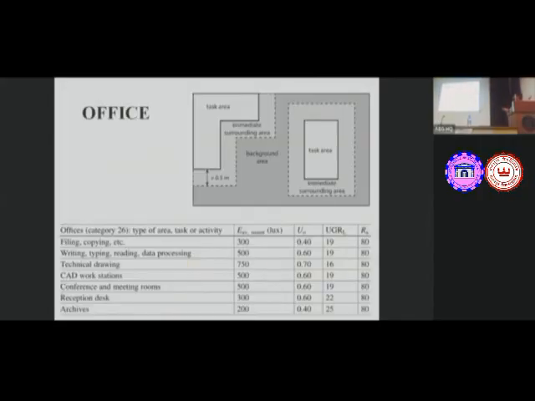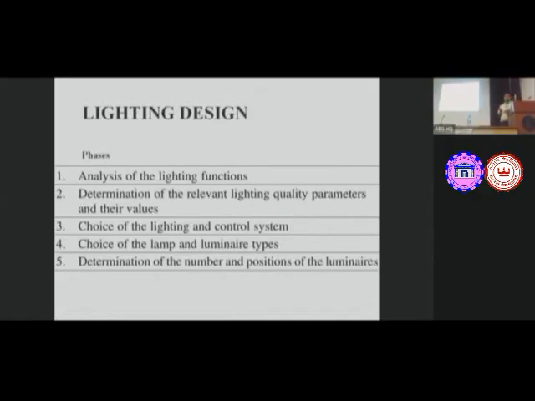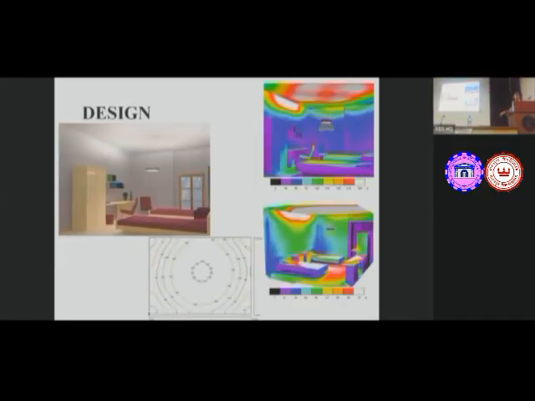This is office lighting, lighting design. When we go for lighting design, what are the parameters that we need to think about? So we need to analyze the function of light, then its quality parameters. Do you want a control mechanism over there or not? We need to choose proper lamp and luminaire characteristics, determine the number of luminaires and the position of the systems, and accordingly different lighting designs are done. So in this case you can see this room, a single room is designed. These are the simulated ones.